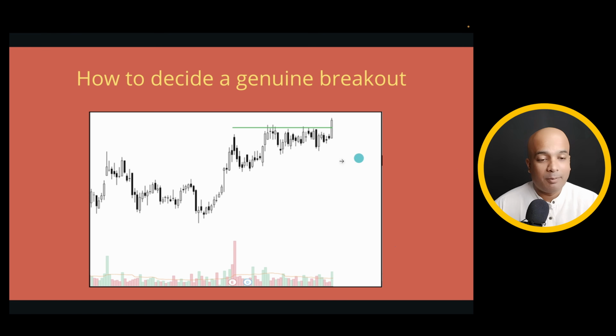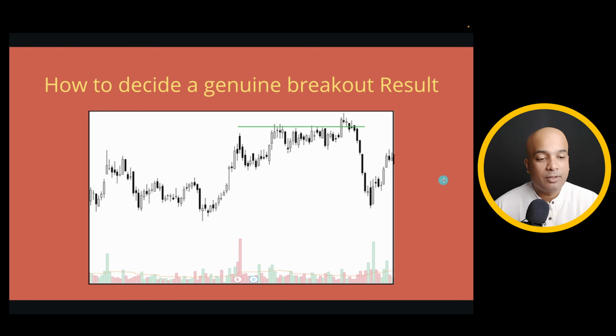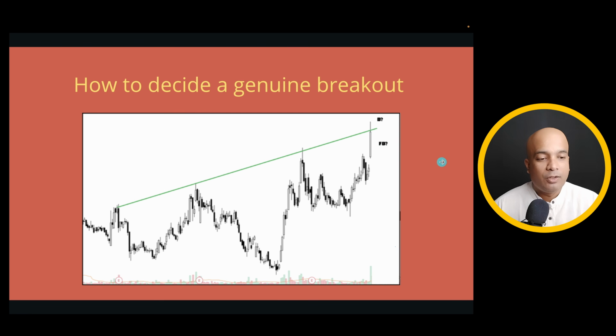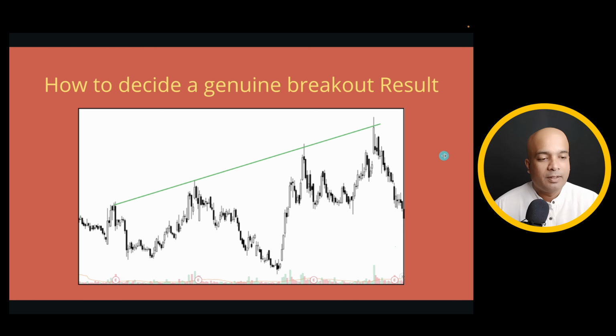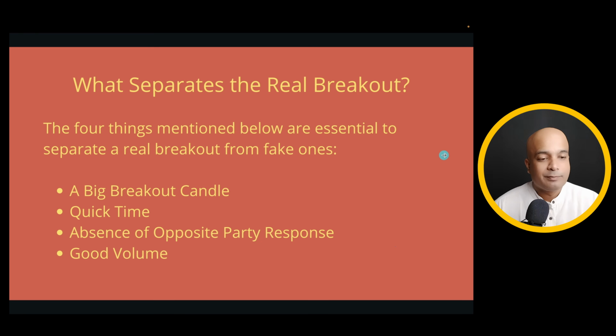Now one more example. See, again there is a resistance trend line. Price closed above the trend line with a decent volume spike. Do you think this is a genuine breakout? Not actually. It went downside, right? So one more example. There is a valid resistance trend line, breakout or false breakout. There is a volume spike. It is a false breakout, right?